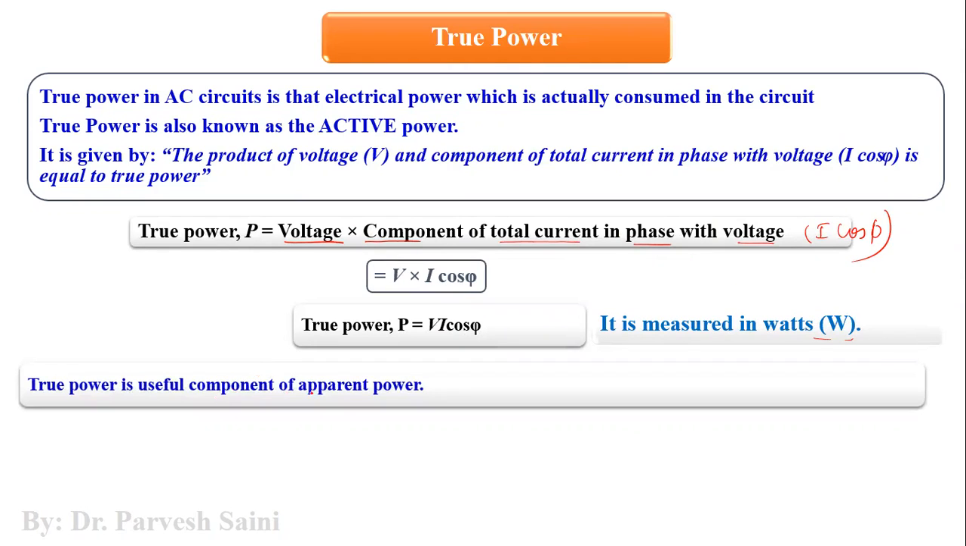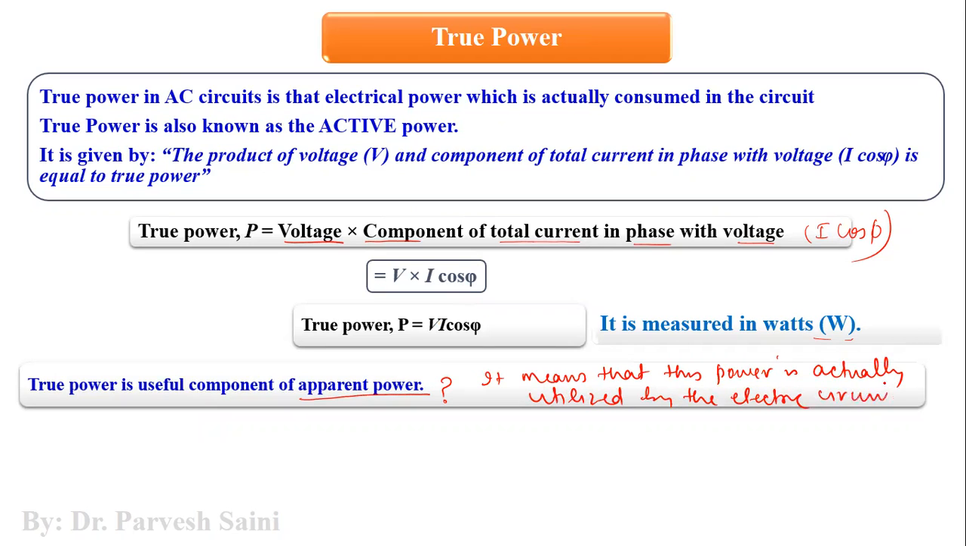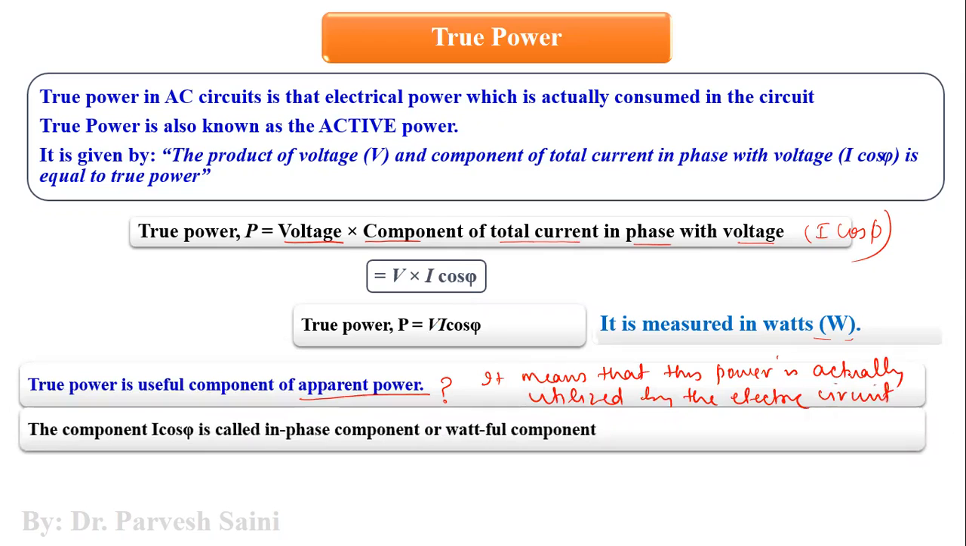The true power is the useful component of the apparent power. Now, why do we call it a useful component? What does it mean? It means that this power is actually utilized by the electric circuit. The component I cos phi is also called the in phase component or wattful component. Now, why do we call it the in phase component? Because this component is in phase with the applied voltage.